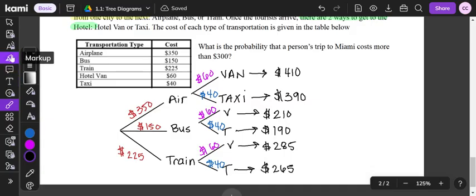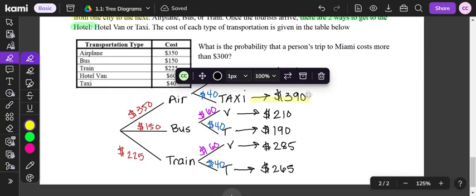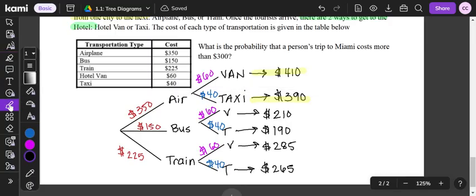Okay, so I can do that real quick. This one costs me more than 300. This one costs me more than 300. And then a quick scan, I think none of those cost me more than 300. So in other words, the probability that my trip is greater than $300, okay, is going to be equal to 2 trips out of a total of 6 possible trips that I could have taken. This reduces to 1/3.